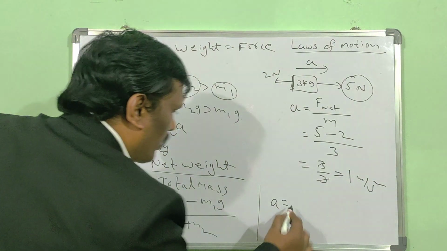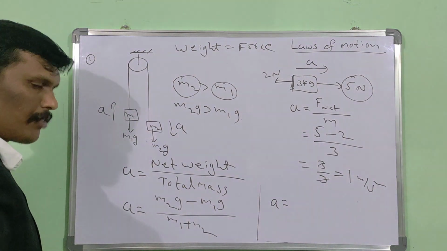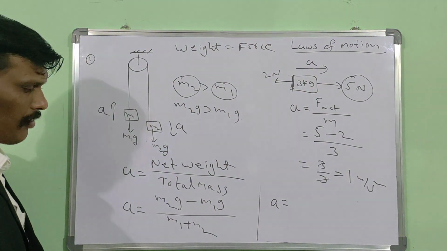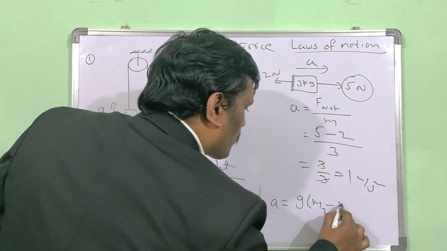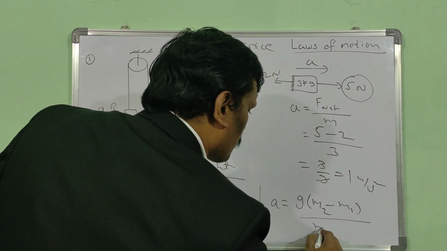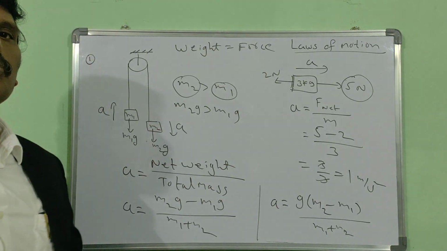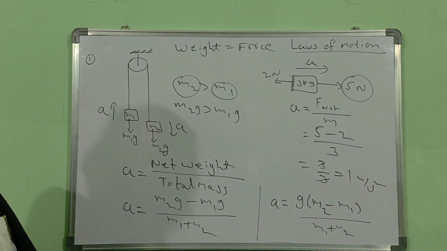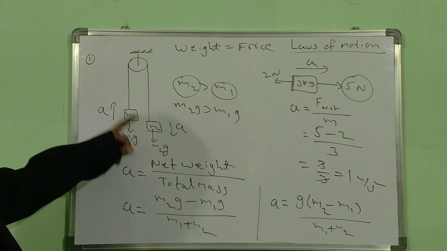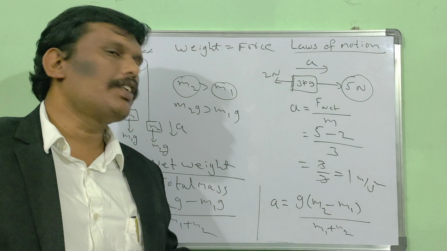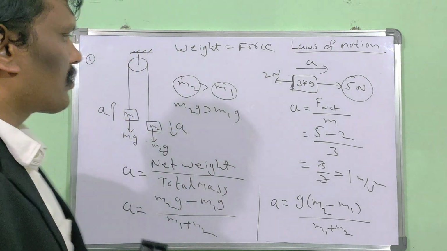So the acceleration is equal to, taking G common from the numerator from both terms, G times M2 minus M1, divided by M1 plus M2. This is the acceleration formula to calculate for such a system. This is our first system. Remember, to calculate acceleration, the simplest trick is G into M2 minus M1 by M1 plus M2. That's all. Next I am going to consider the second system.